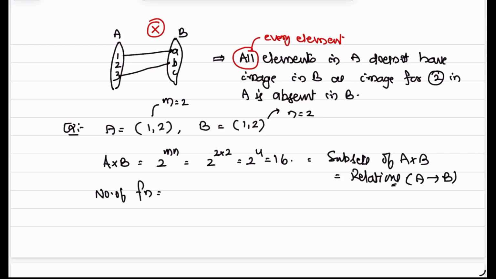Subsets of A cross B are nothing but relations between A and B. The number of functions is equal to n to the power of m, that is equal to 2 to the power of 2, that is equal to 4. That means every element of the power set of A cross B need not be a function. It can be a relation. But all functions are relations. That you please remember. All relations need not be functions, but all functions are relations.